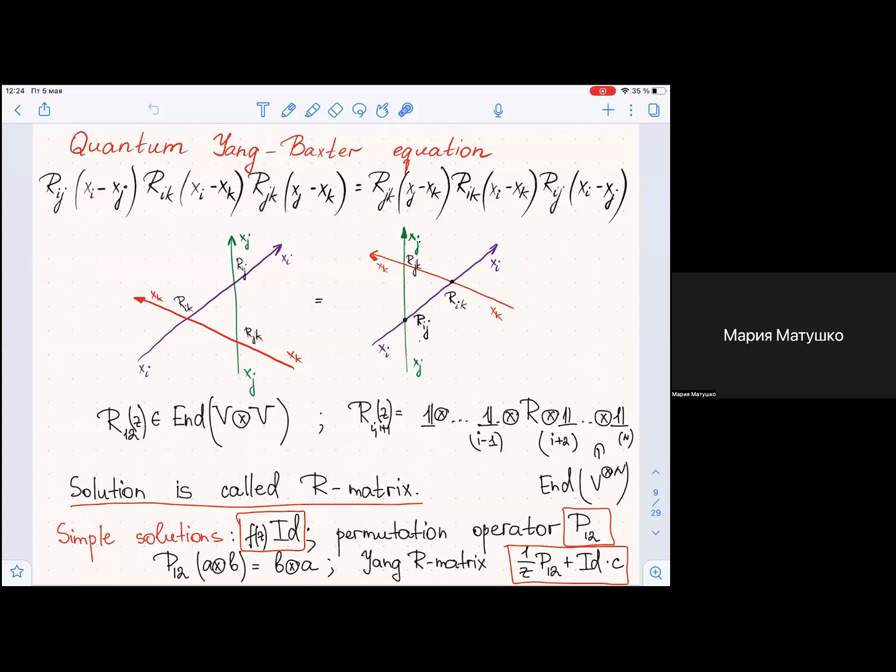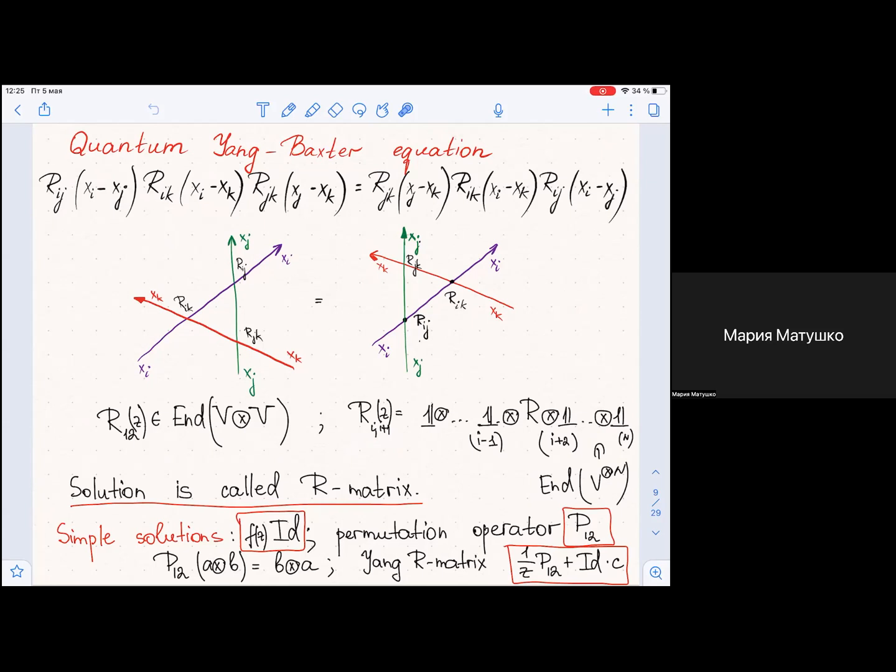Yes, and when we... so the R-matrix is the operator on V tensor V, and when we put these indices i and i+1, it means that we take this R in two spaces, i and i+1, and in the other spaces it acts as the identity operator. This operator acts in n tensor copies of V, but nontrivially only in the i and i+1 tensor copies. The solution of this Yang-Baxter equation is called an R-matrix.